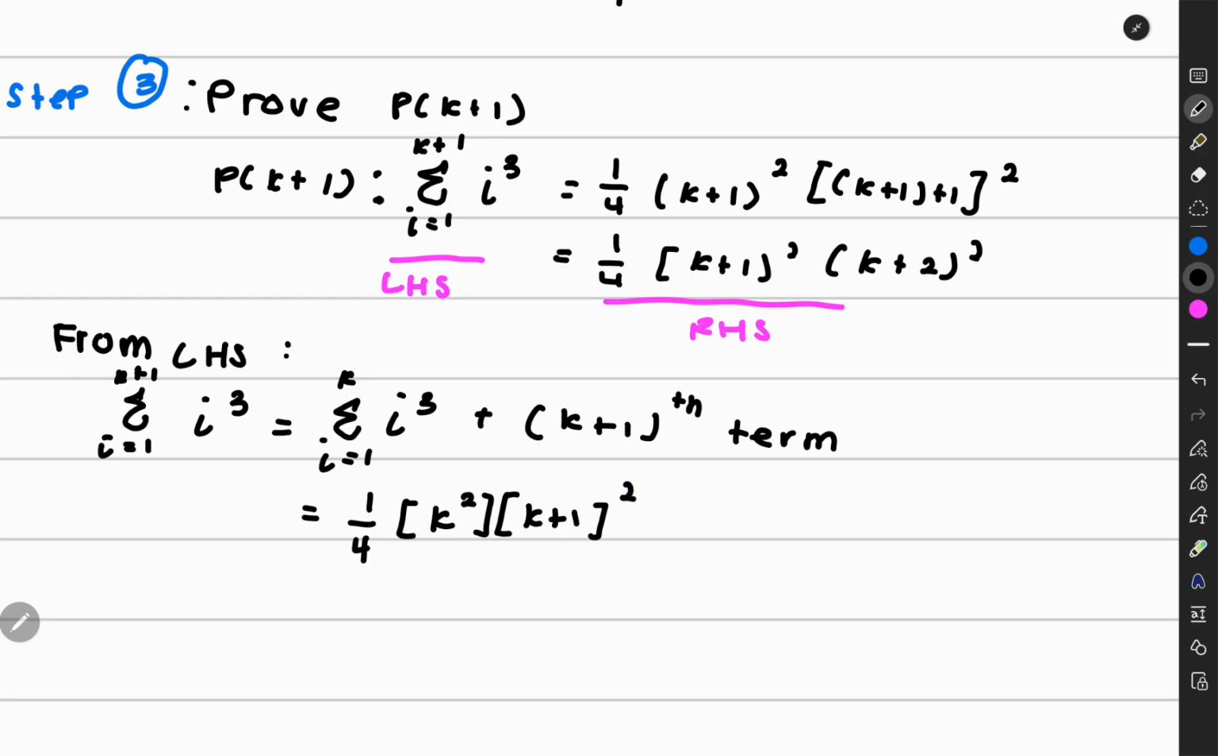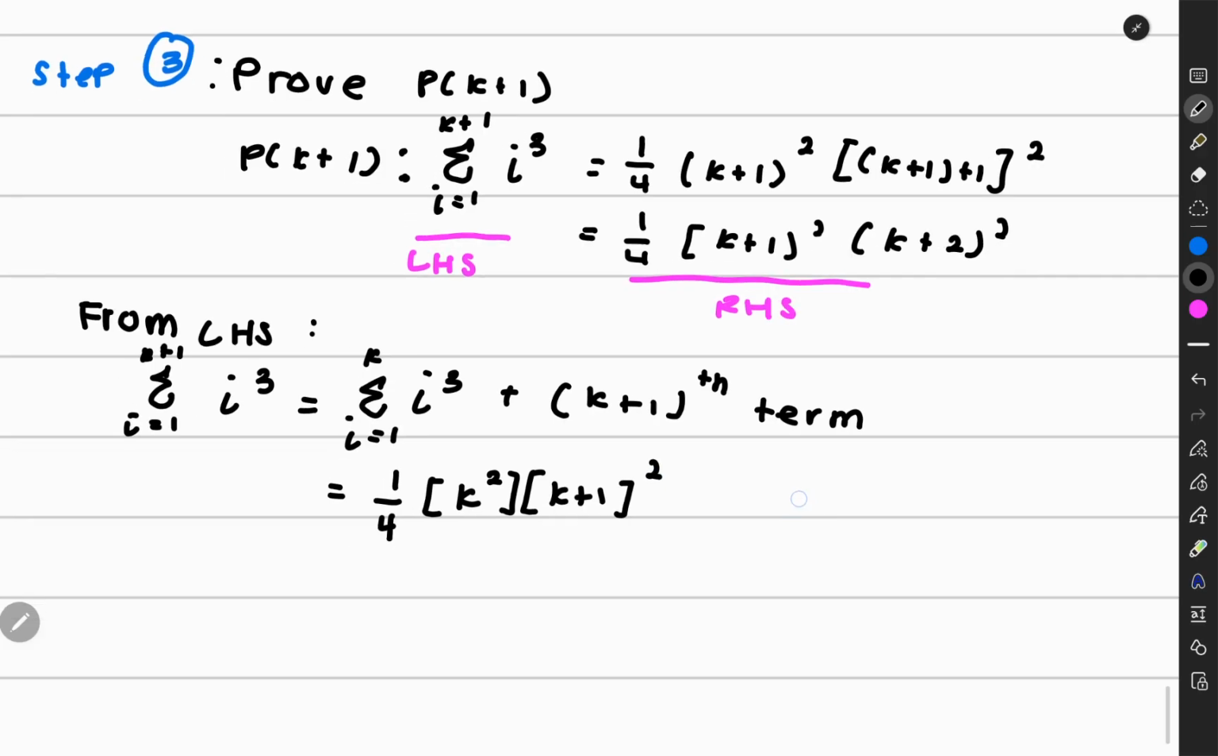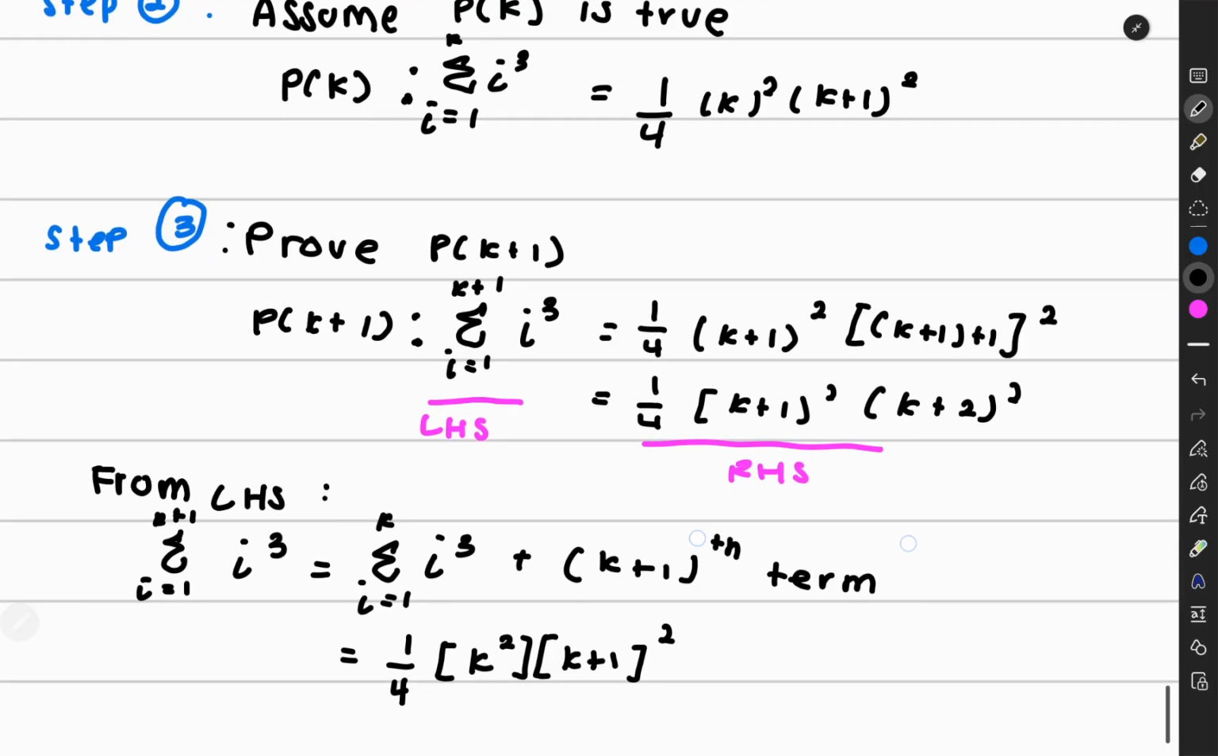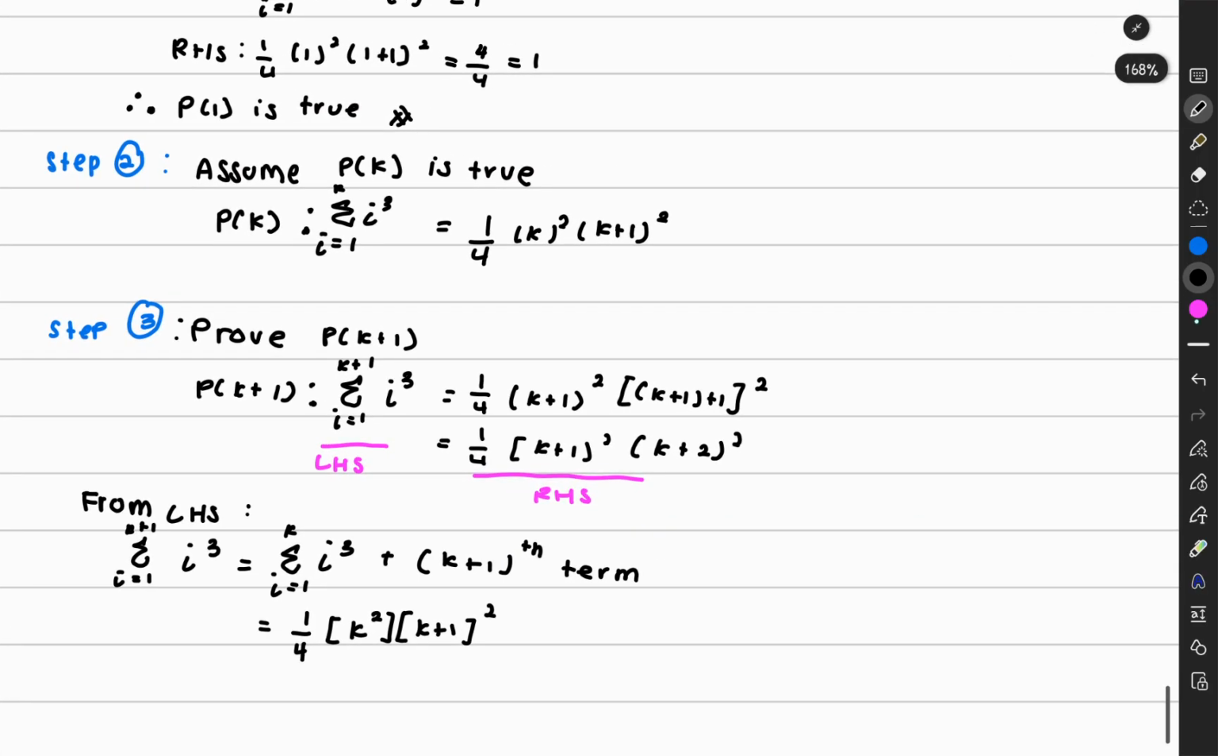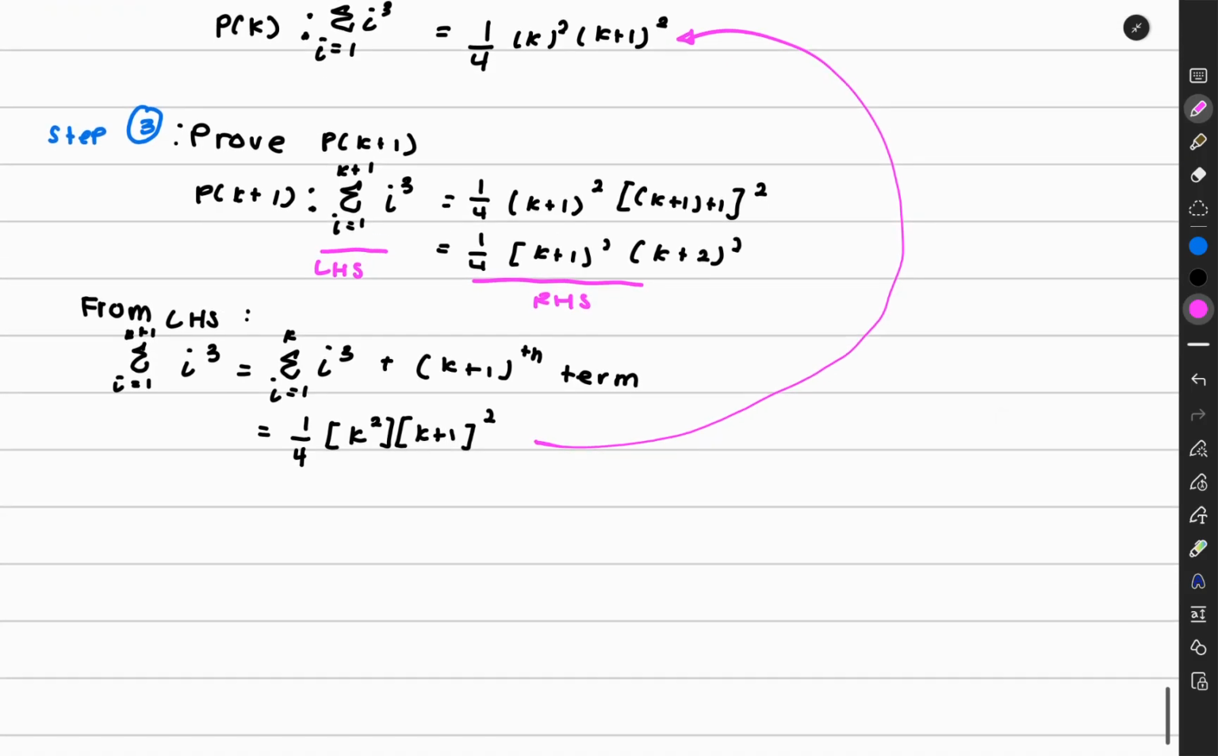This one is our assumption, right? P of k, which is the summation up until the kth term. And this is the summation up until the kth term, which by assumption is equal to this. Okay? So what is the k plus 1 term then?